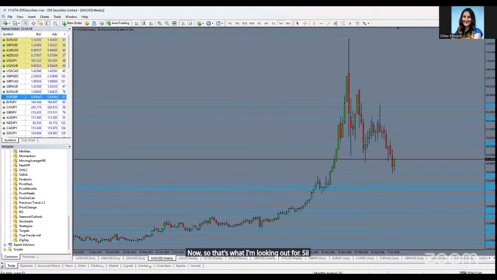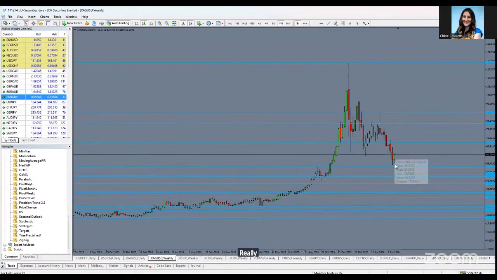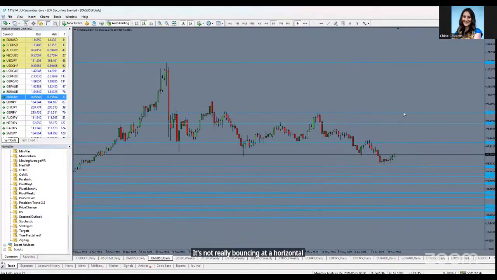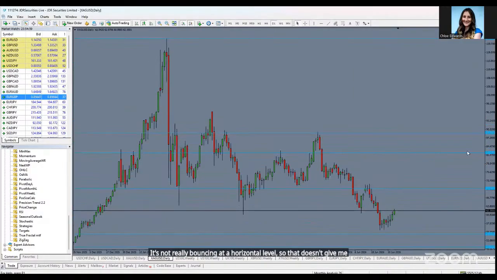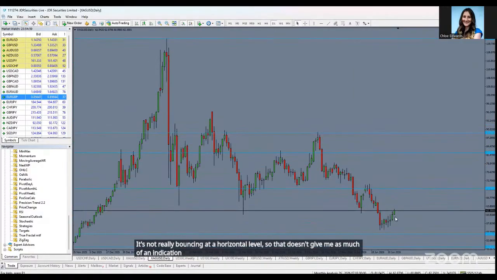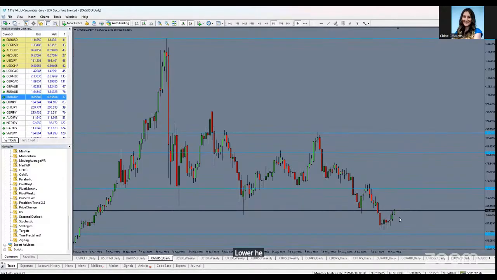Silver, fairly similar in that it was a bullish week last week, but it's not really bouncing at a horizontal level. So that doesn't give me as much of an indication that price could be turning around. And in fact, I'm just looking at these lower highs and lower lows. I'm waiting for a new lower high to form, at which point I will continue to trade short on silver.